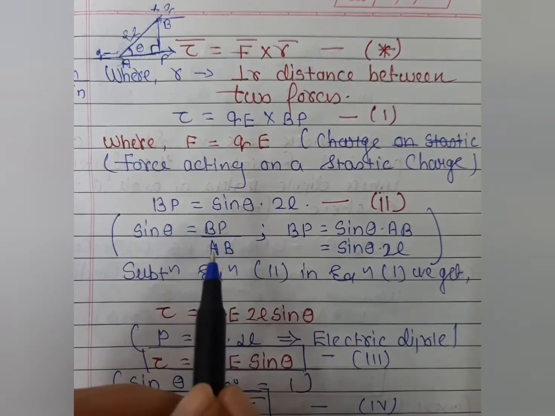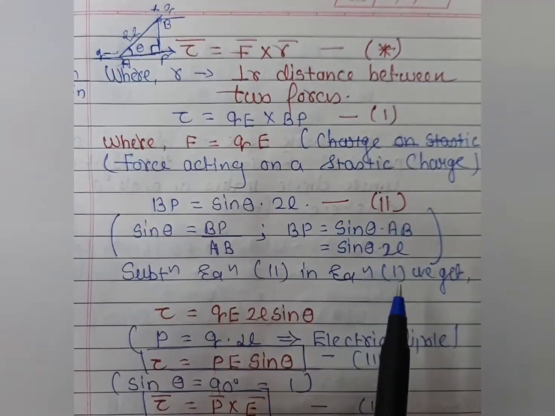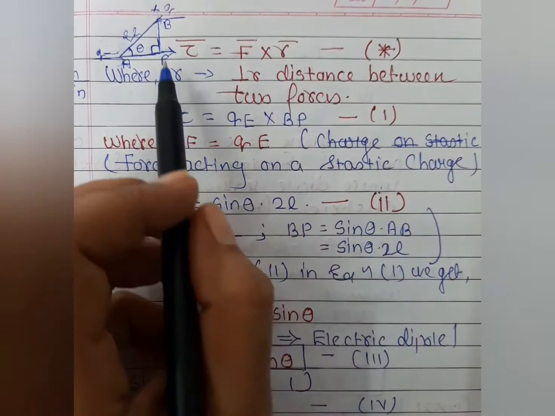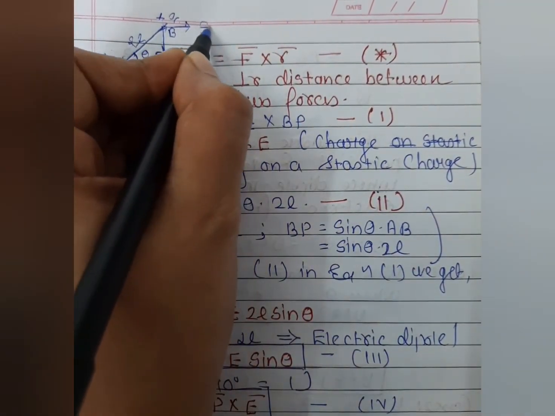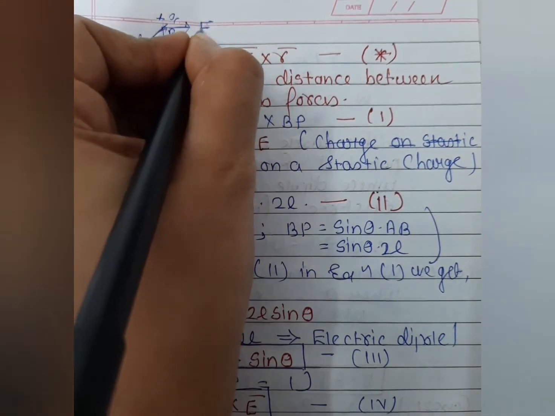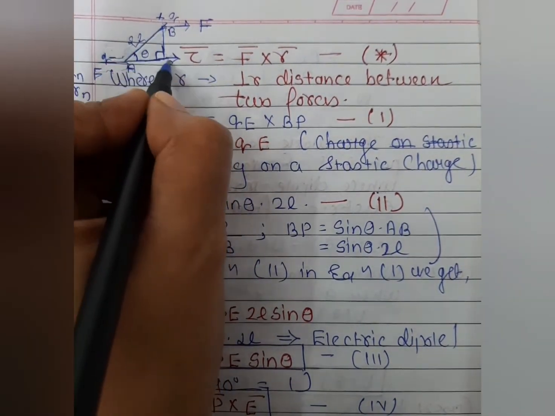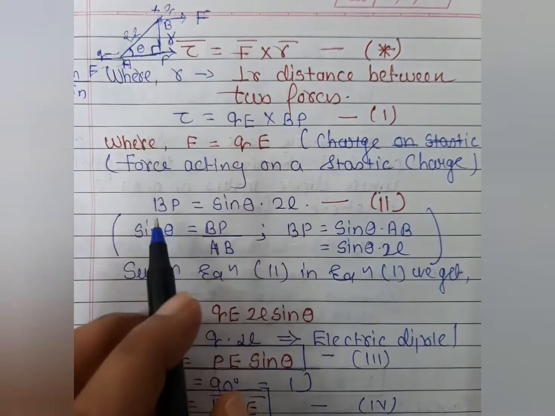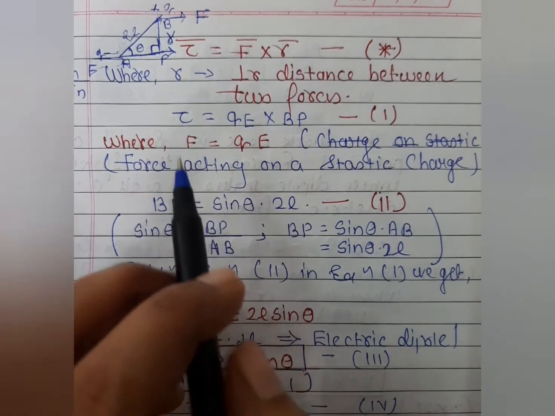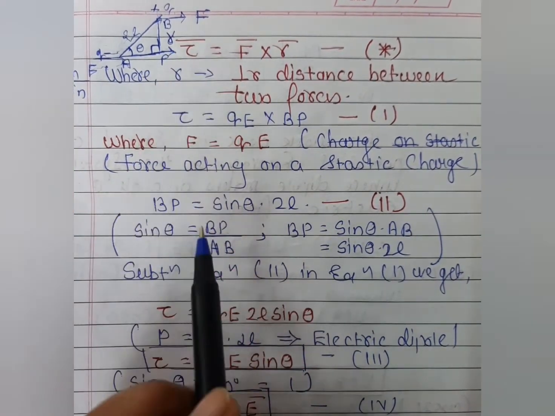Why are we taking sine theta times 2L? Because here we have to find the R distance, and R is the perpendicular distance between two forces. This is force F, and this force F and the perpendicular distance between them is BP. It means this is R. So BP is the perpendicular distance here, students.